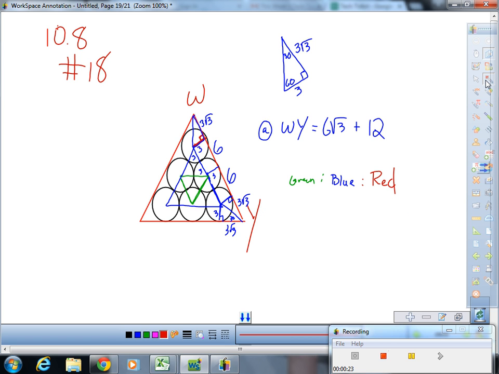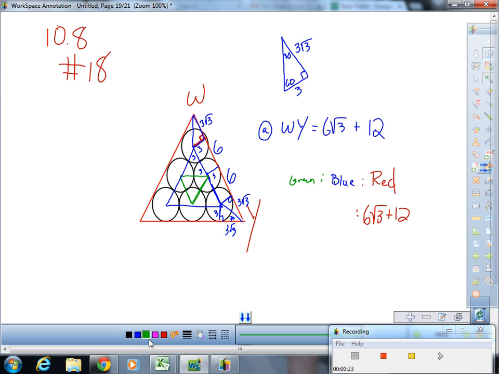Well, I don't think I need to find the perimeter, because if I find the perimeter, I'm just going to divide it by 3 anyway, because these are all equilateral triangles. So I'm just going to find the ratio of their side lengths. You might remember that the ratio of their perimeters will be equal to the ratio of their side lengths because they're similar. So let's start with the red because we already have that side length. That is 6 radical 3 plus 12.